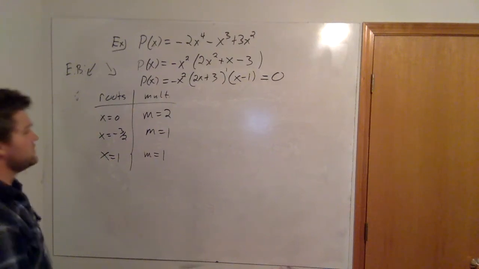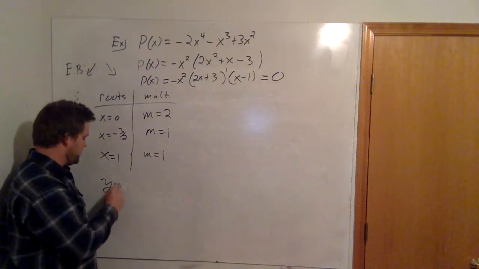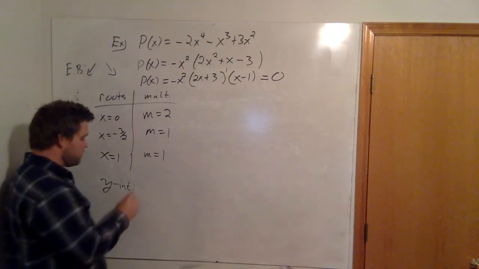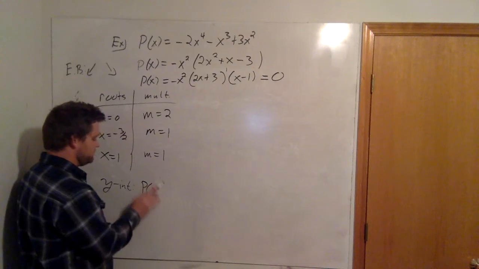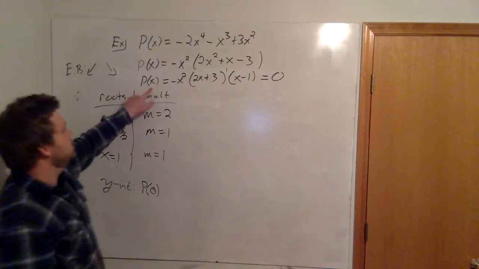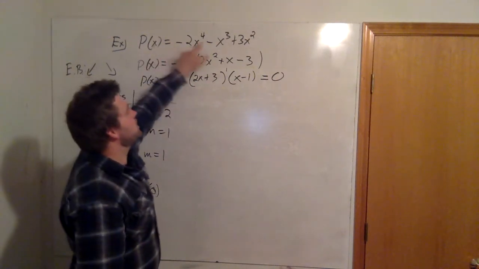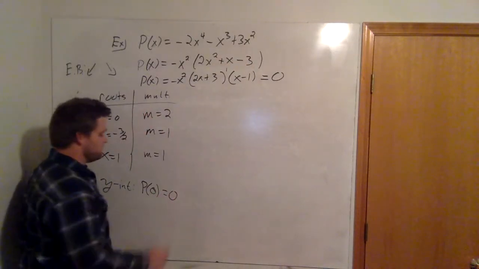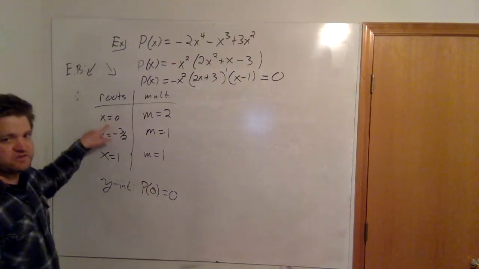Okay, the last thing we're going to talk about is the y-intercept. The y-intercept happens when our x value is 0. So what is the value of this polynomial when I plug in 0? Well, if I plug in 0 into this polynomial, notice I'll get an output of 0. This will get zeroed out, this will get zeroed out, this will get zeroed out. So the y-intercept is at 0, 0. And x equals 0 is actually also one of our roots in this situation.